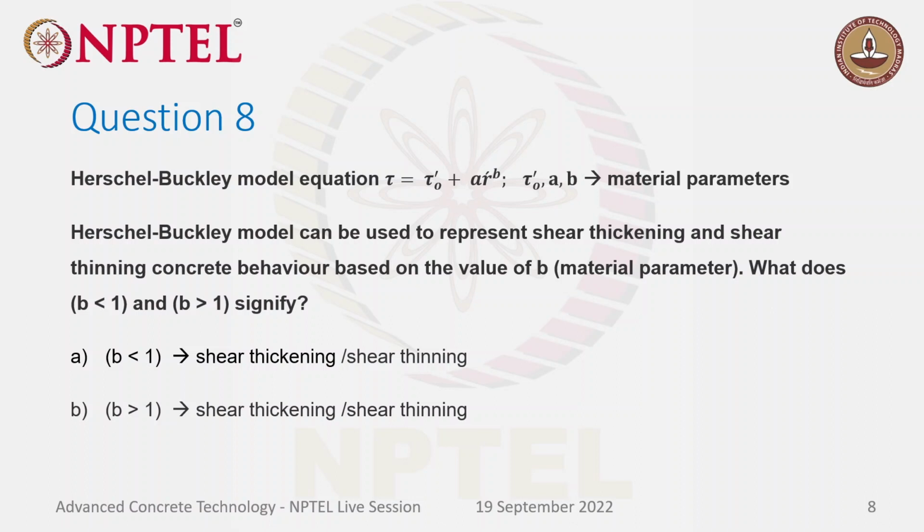In the Herschel-Bulkley model, we have a non-linear relationship between shear stress and shear strain rate. So here, based on the value of B, the curve can be either a shear thinning curve or a shear thickening curve.